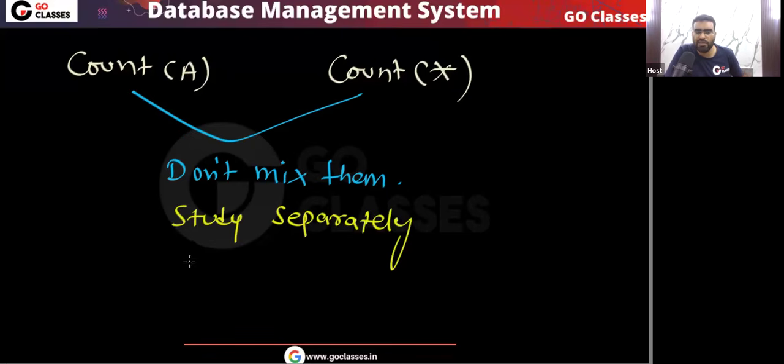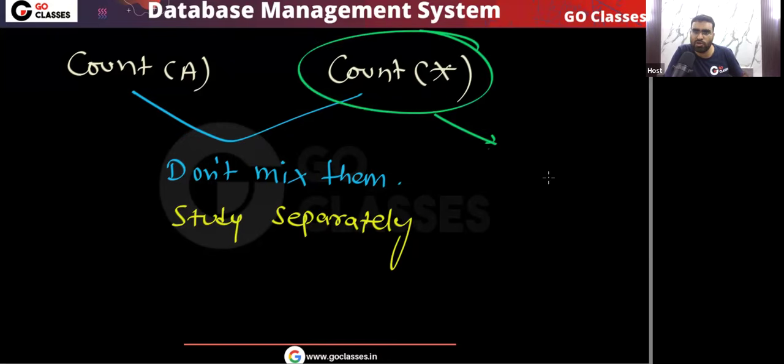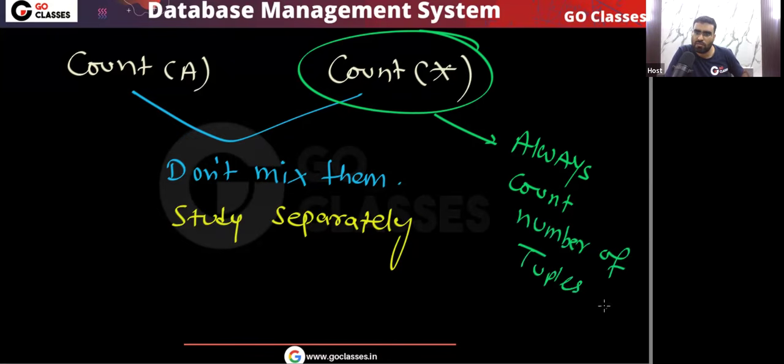Their behavior is also very different when you have null values. When you have null values, they will behave in a different way. But anyway, don't mix them, study them separately. And remember, whether you have null values or you don't, this will always do the same thing. Actually, this is very simple. Count star will always count the number of tuples in the table. That's it. I hope this point is clear.